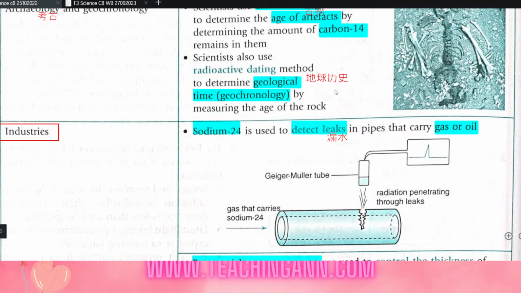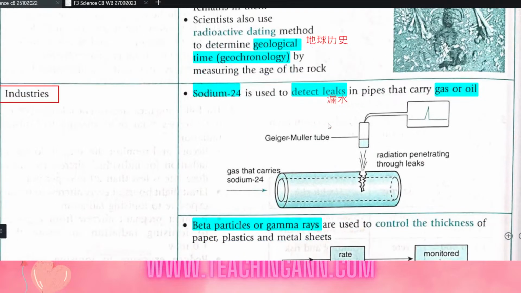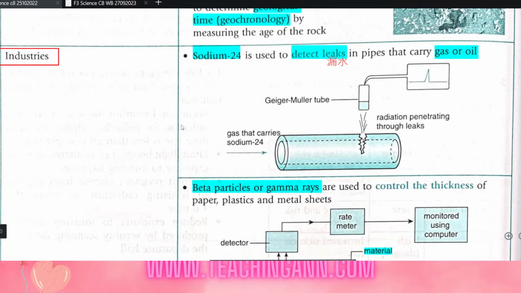You know the layer of soil, right? 泥土我们一直是挖下去沉下去是吗？ The deeper one, it will be the older one. 最久的. So then we also scan radioactively, see what things are there. Then we know the age of the rocks. So industry, this one is to determine water leaks, or leaks in the gas or oil.